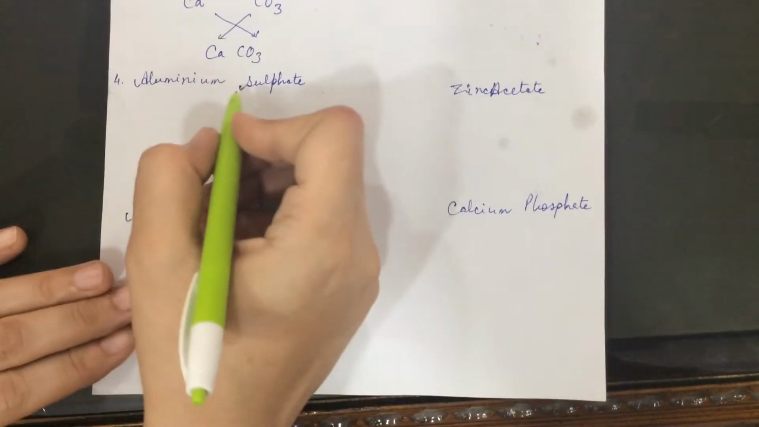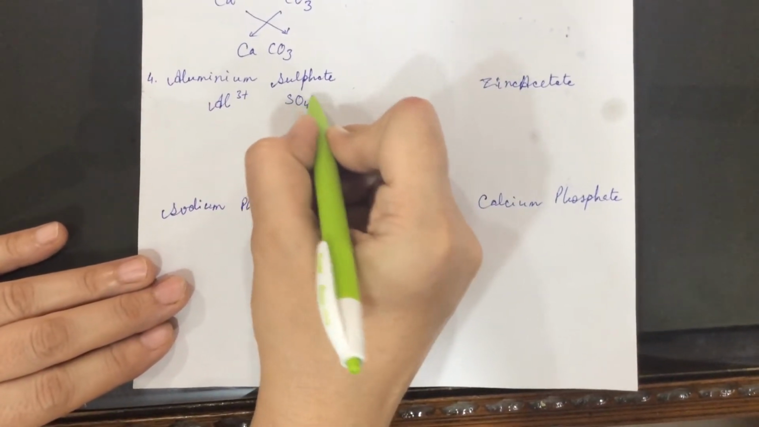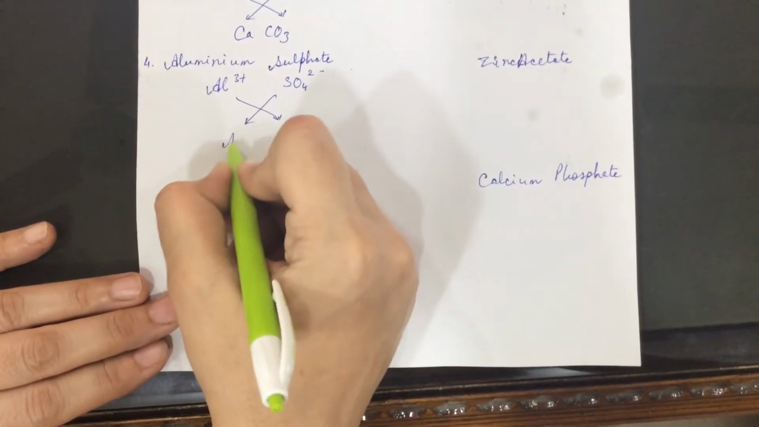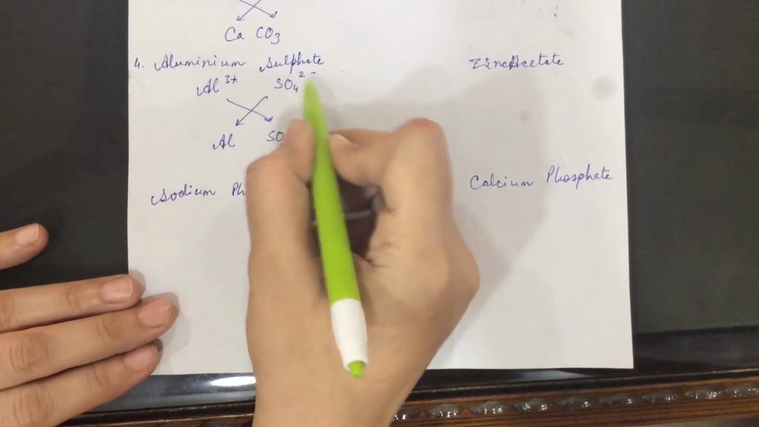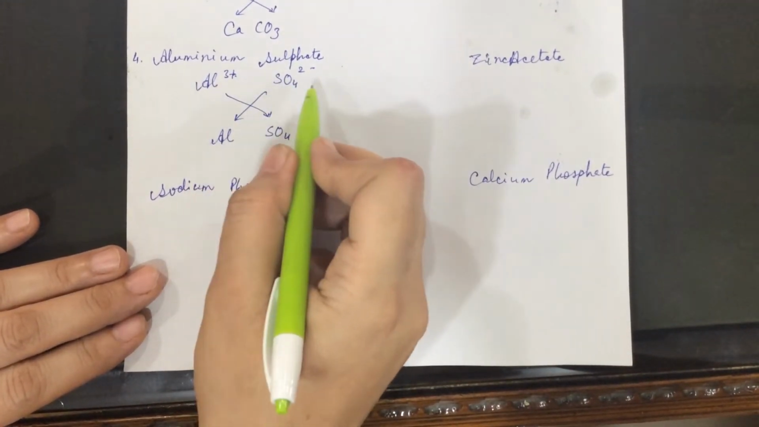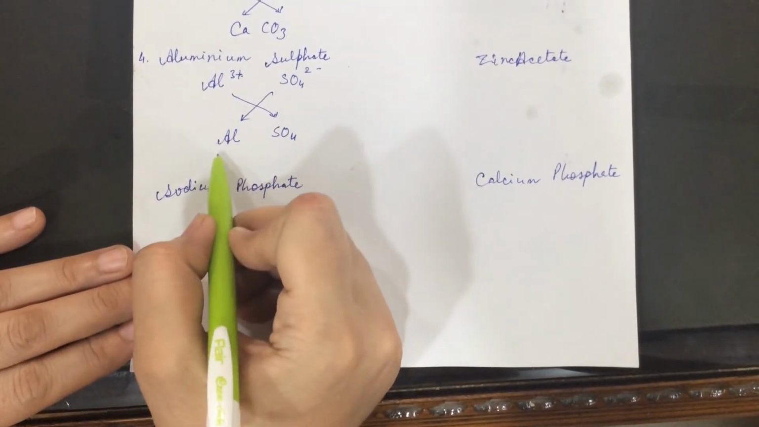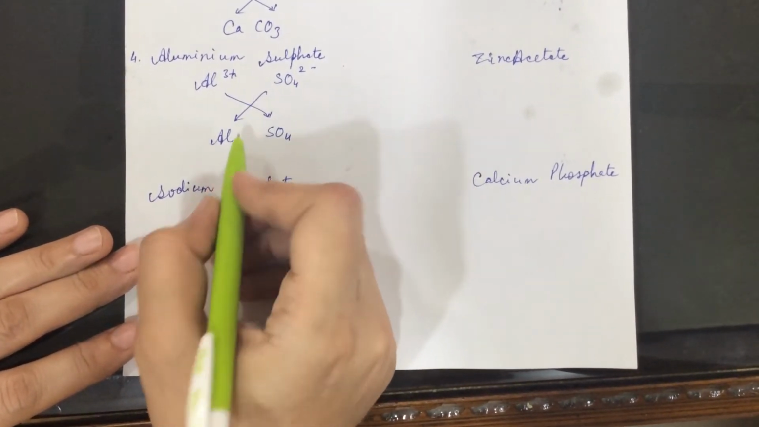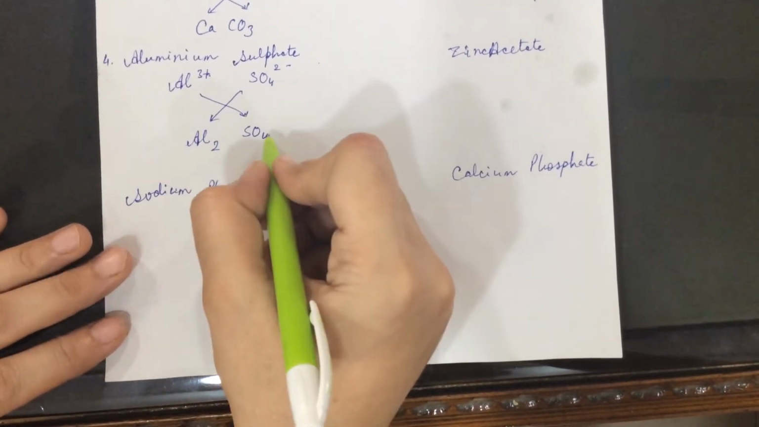Now number 4, aluminium sulfate. Aluminium has a valency of 3+, and sulfate has a valency of 2-, SO4 2-. This is the way we write. First we write the symbols, then we check whether there is any common factor between these two valencies. No, these both are prime numbers, no common factor. That means these numbers are to be written as such in the subscript of the opposite ion. So the valencies are written in the subscript of the opposite symbol: 2 comes below aluminium and aluminium's 3 comes below sulfate.